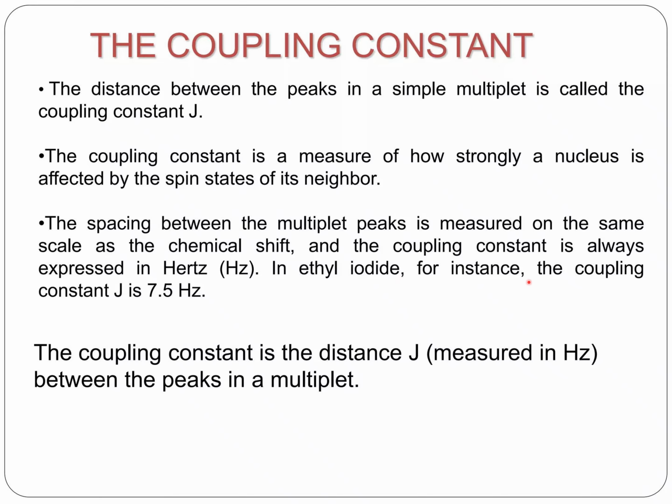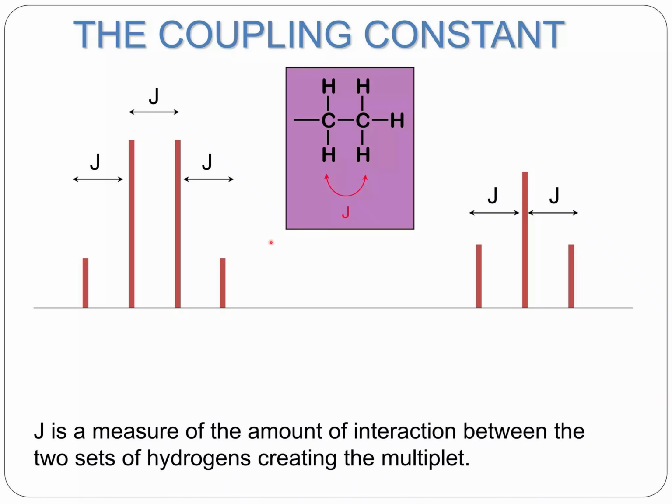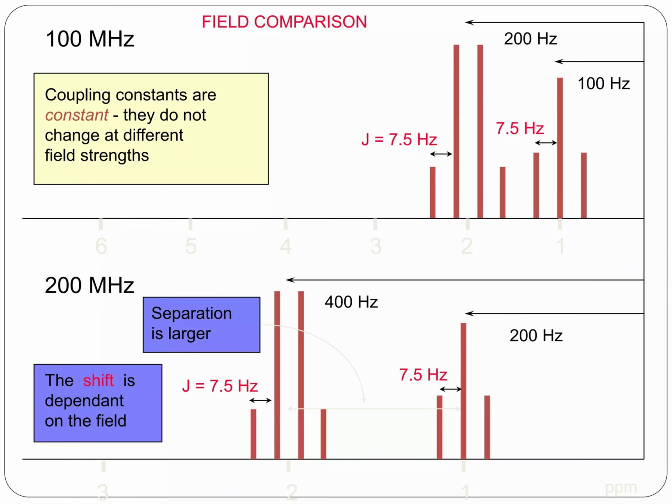In ethyl iodide, for instance, the coupling constant is 7.5. It means the distance between the splitting peaks. The coupling constant is the distance between the peaks in a multiplet. So you can see the difference of the distance is the J. J is the coupling constant. You can see here the peak distance is 7.5 hertz.